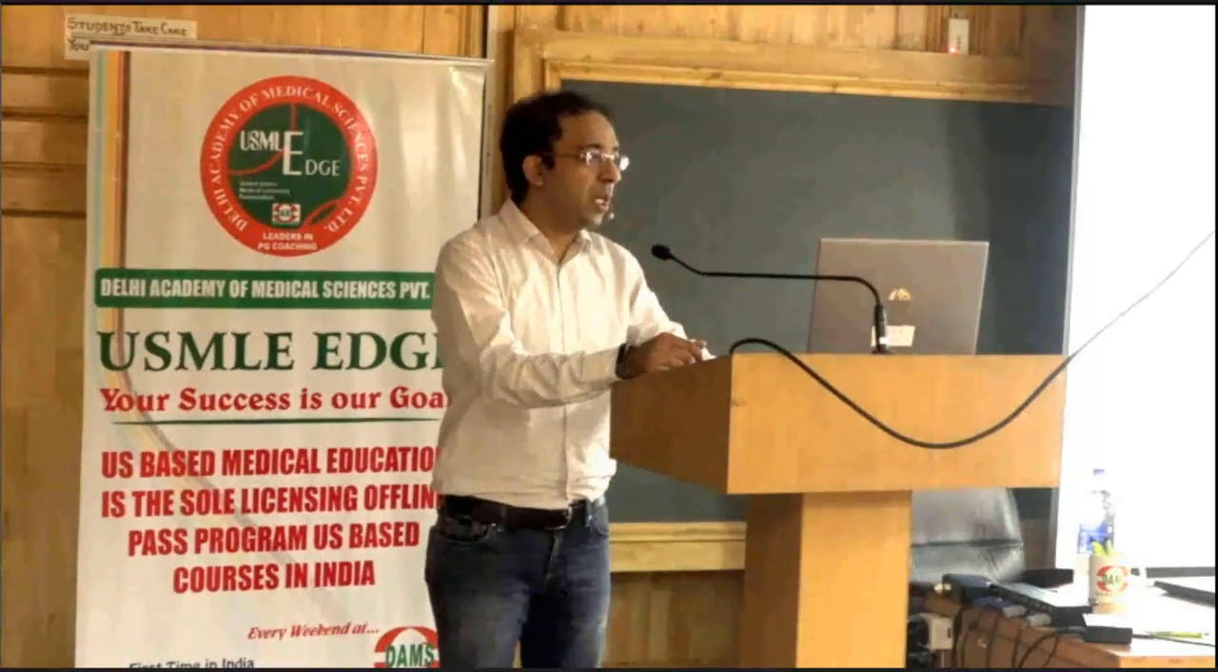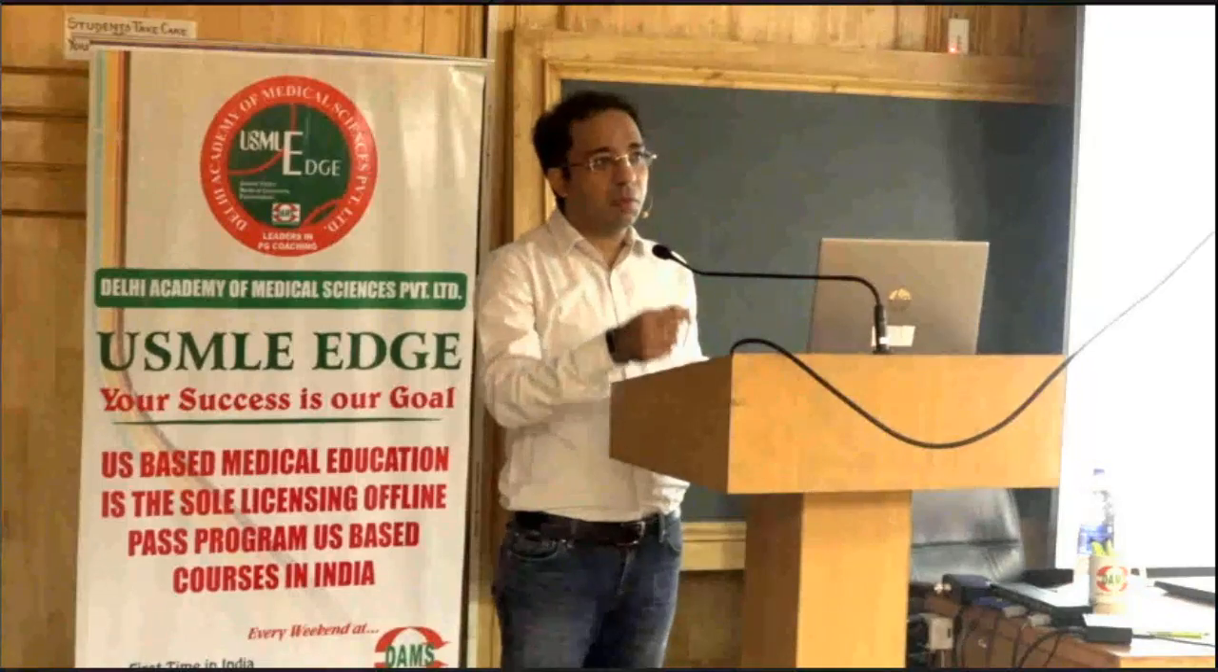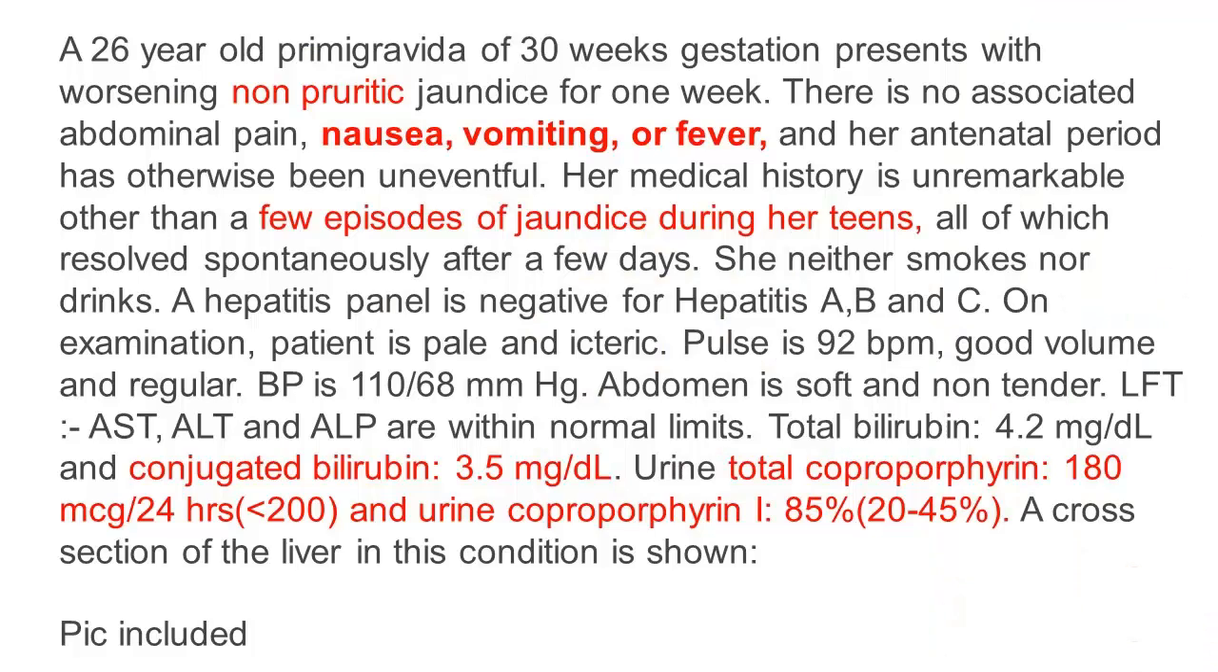Okay. So by the time we give the prize to the audience, the keywords were: it is non-pruritic. The cholestasis of pregnancy, which usually would have pruritus, would have itching. There is no nausea, vomiting, fever. We tried to rule out hepatitis, and the hepatitis panel was also normal later on. We saw that there were few episodes in her teenage also, telling us that this disease was already there. And we saw that the conjugated bilirubin was predominantly raised, and the type 1 coproporphyrin in urine was high.